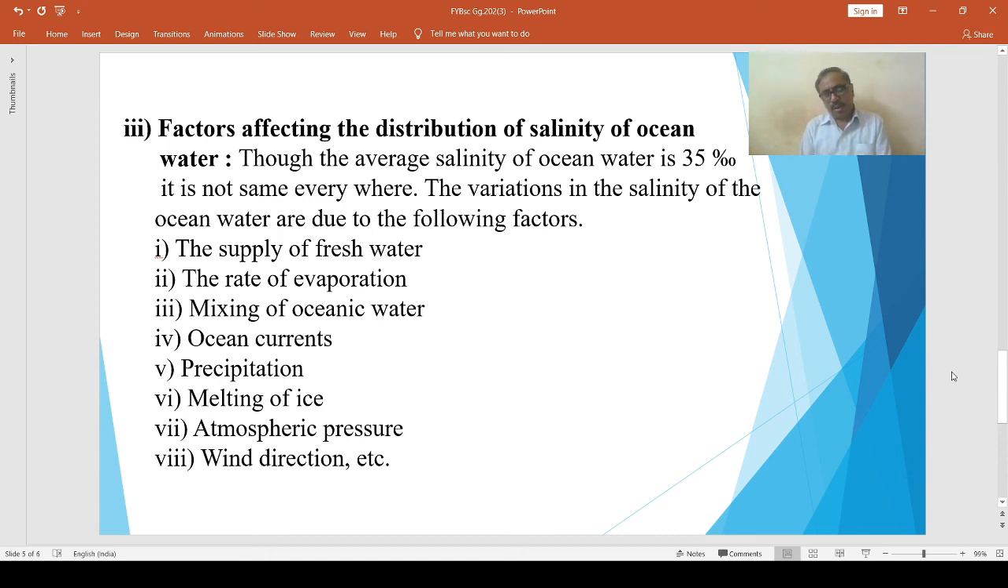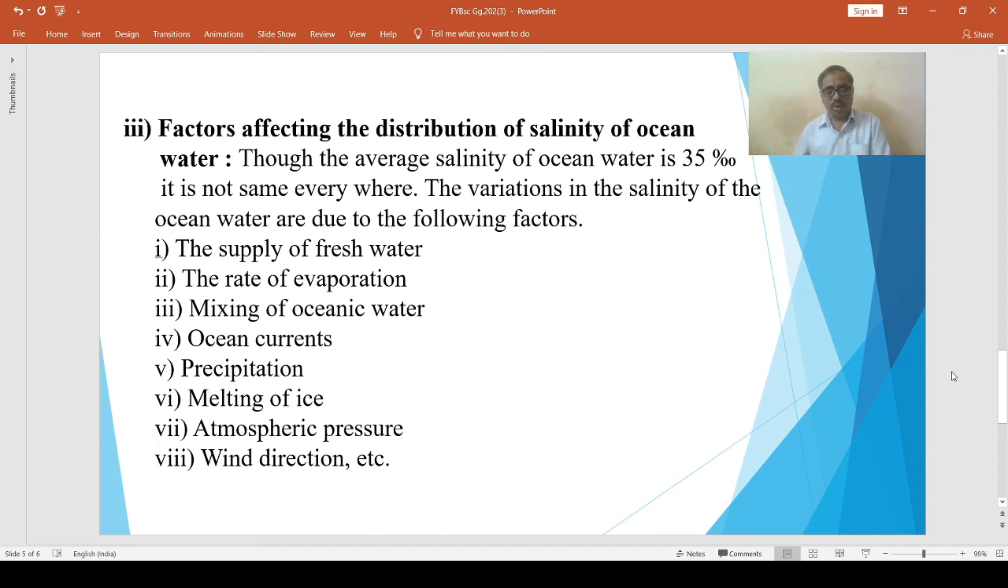For example, equatorial regions receive high rainfall and salinity is low. Then melting of ice. Melting of ice from the polar areas increases the volume of water, therefore reducing the salinity.